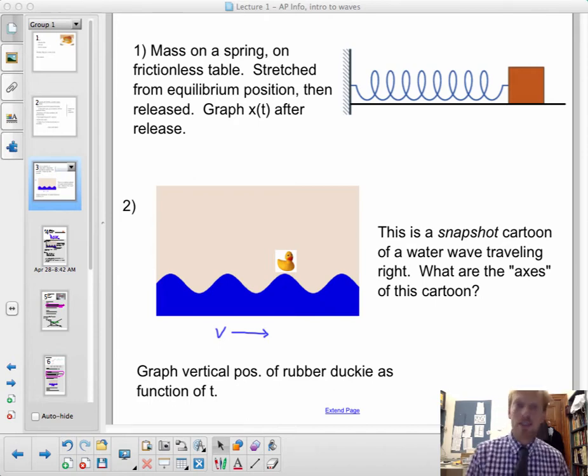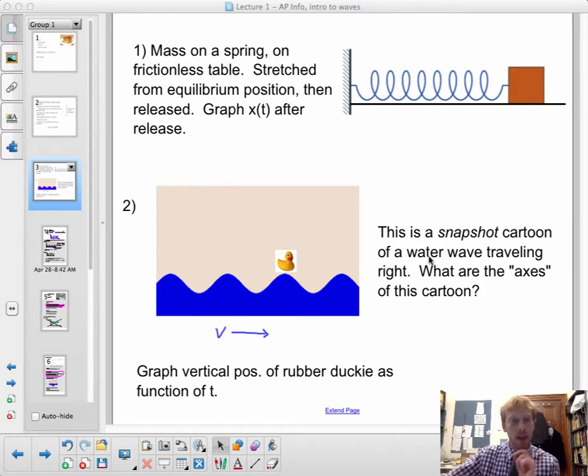Hello, this is a lecture that's an introduction to waves, and I'll be mainly talking about vocabulary words, but also some of the workings of physical phenomena in this lecture so that we can all be on the same page when we start talking about why certain things happen in waves when we meet next.